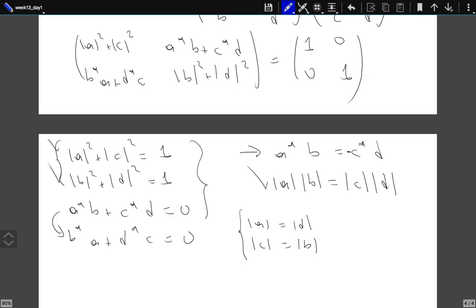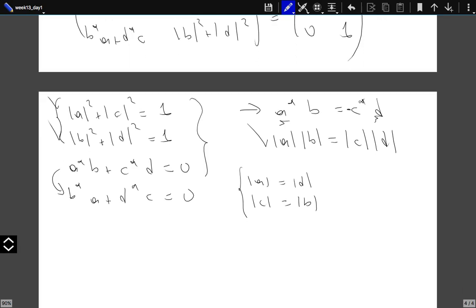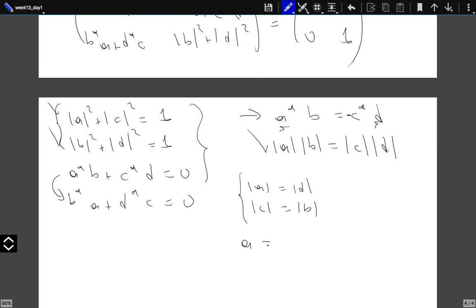Now let's look at this one. The norm of A is equal to the norm of D, but A cannot be equal to D. The choice is A should be equal to D star, and B is equal to C star, with some signs somewhere. Now let's put that minus sign over here. This is the solution.